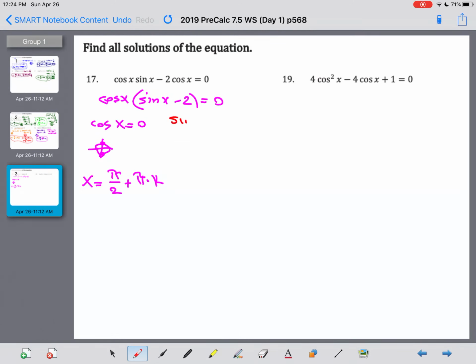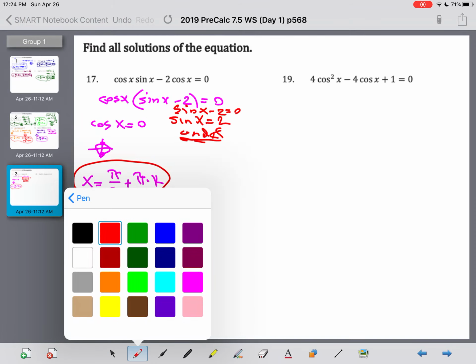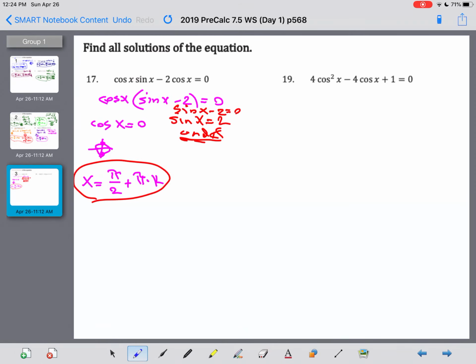This other one, I'm going to get sine of x equals 2. After I get sine of x minus 2 equals 0. And again, this is not possible, so this is undefined. So that means for number 17, this is my only set of solutions. Okay. And then moving on here, let's go back to blue.